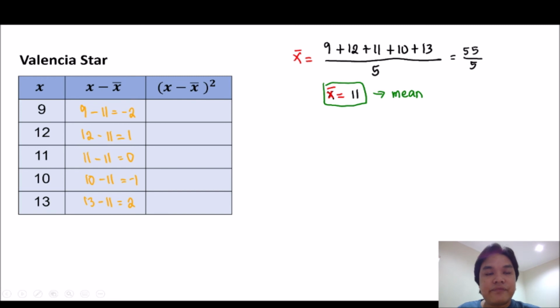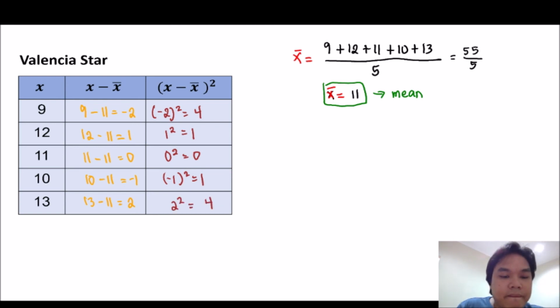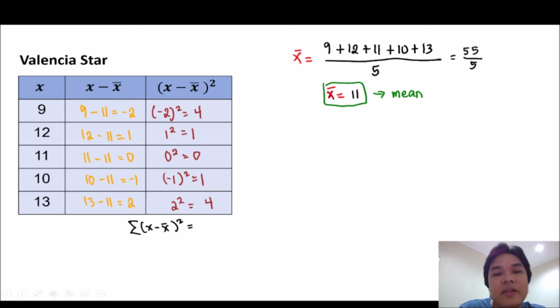Okay, after we take all the deviations, we will square it. So negative 2 squared is 4. 1 squared is 1. 0 squared is 0. Negative 1 squared is 1. 2 squared is 4. Okay, and then take the sum of the squared deviations. So 4 plus 1 is 5 plus 0, 5, plus 1, 6, plus 4, 10.